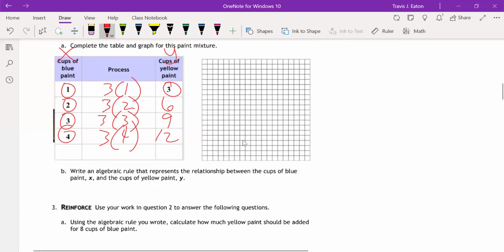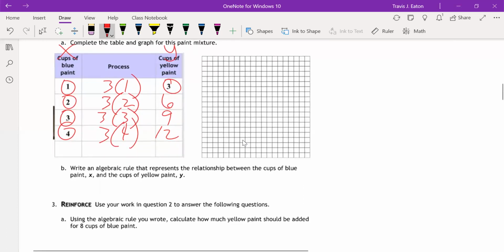Now this last bit, oh, you know what? They want us to graph it first. Let's graph that thing. We'll use green. Green is good. And those are good sized dots. So 1 cup of blue would be 1, 2, 3 cups of yellow. And 2 cups of blue would be 6 cups: 3, 4, 5, 6. And 3 would be 9. And 4 would be 12.